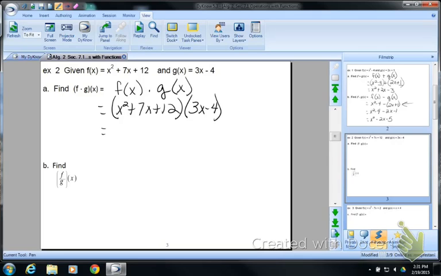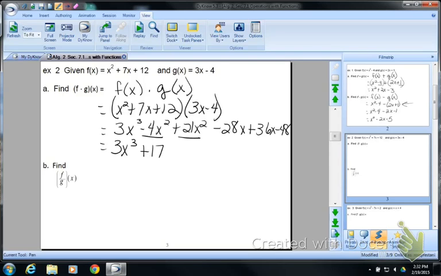So when we distribute, we get 3x to the third power minus 4x squared plus 21x squared minus 28x plus 36x minus 48. Check to make sure I didn't make any mistakes. We're going to, again, combine like terms and put in descending order. So the 3x cubed comes first. Negative 4x squared and a positive 21x squared is positive 17x squared. Negative 28 and a positive 36 is a positive what? 8x. And I don't have anything to bring down the 48 with, so I'll bring down 48.